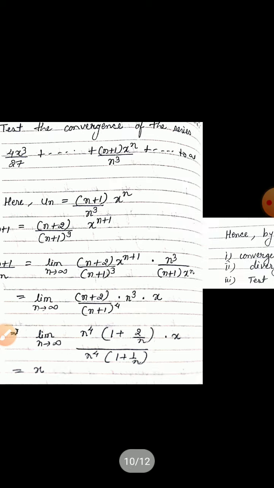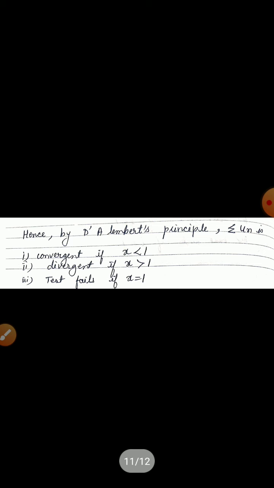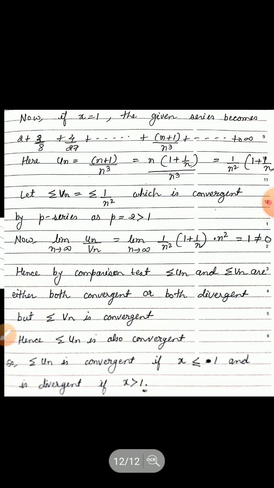So by the D'Alembert ratio test, summation u_n is convergent if x is less than 1 and is divergent if x is greater than 1. The test fails if x is equal to 1. So we will discuss the case when x is equal to 1. What is the nature of this series?